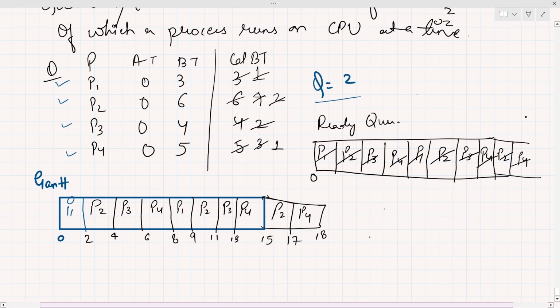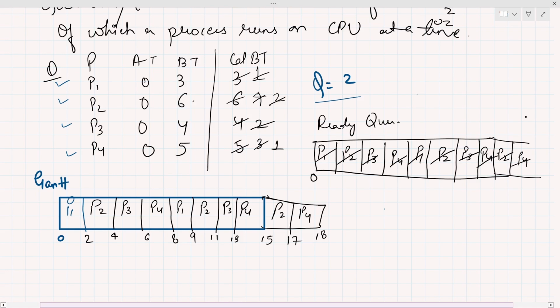So this is how you have to make a Gantt chart. How do we determine whether the Gantt chart we made is correct or not? The completion time of the last process is 18. If you sum all the burst times and get 18, it means your Gantt chart is correct. So 18, and the burst times are 3, 6, 4, 6, 4, 10, 5, 15, 3, 18. Yes, our Gantt chart is correct.